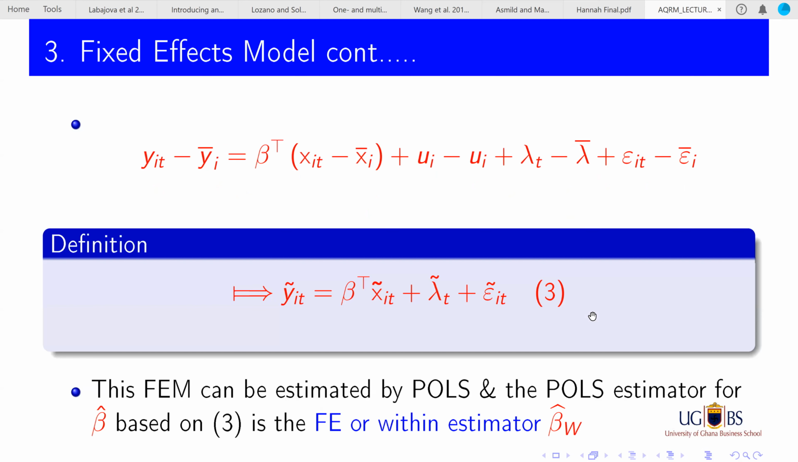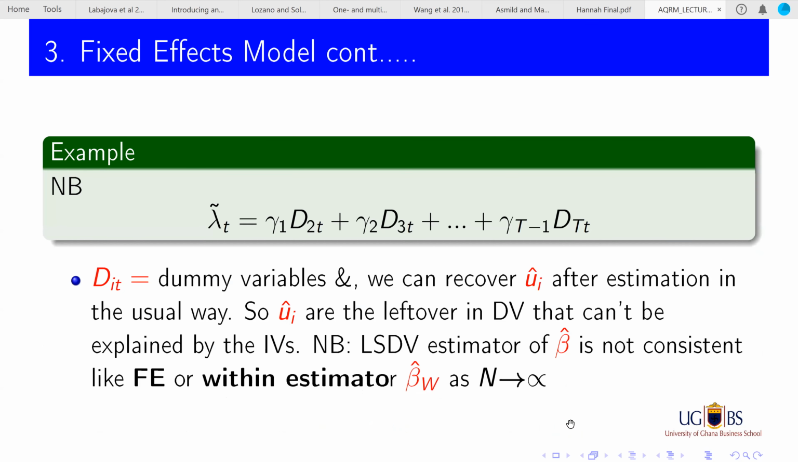And you can now estimate this fixed effect model using the pooled OLS, because you've transformed the data. And this is becoming something. So the beta parameter you will get from this becomes the beta cap W, where the W is the within estimator. It's not like the usual OLS beta that you have.